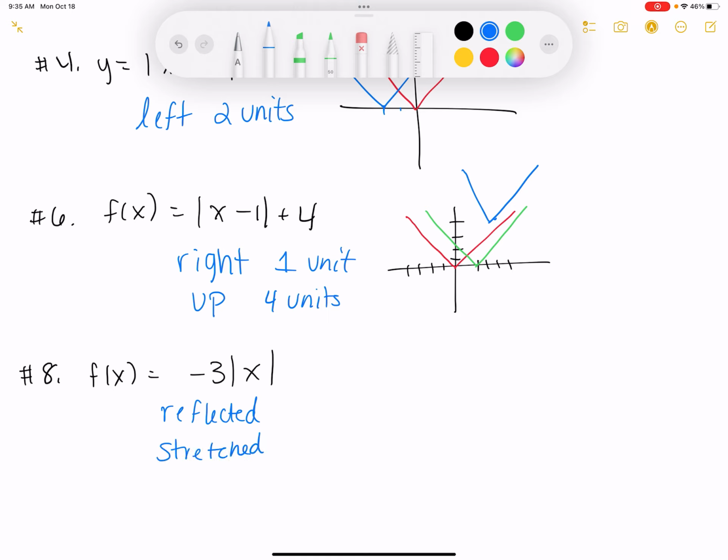Remember, it's the absolute value of the a value, so that's bigger than 1. That's going to be 3, which is greater than 1, so that's why it's stretched. As far as the graph of this, essentially the stretch is causing it to get bigger.